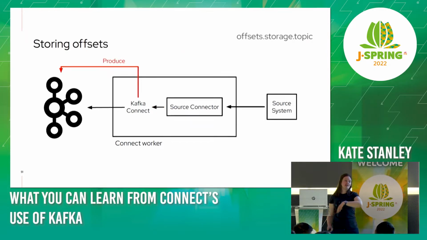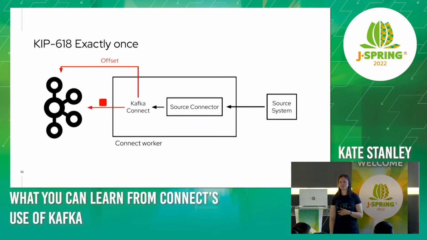So that information is then produced by Kafka Connect to Kafka, and it's put into the offsets storage topic. So it's actually working similarly to how the sink connector would work, but it's doing an active produce rather than using the offset commit mechanism. So why did Connect make this choice? Why is this useful?